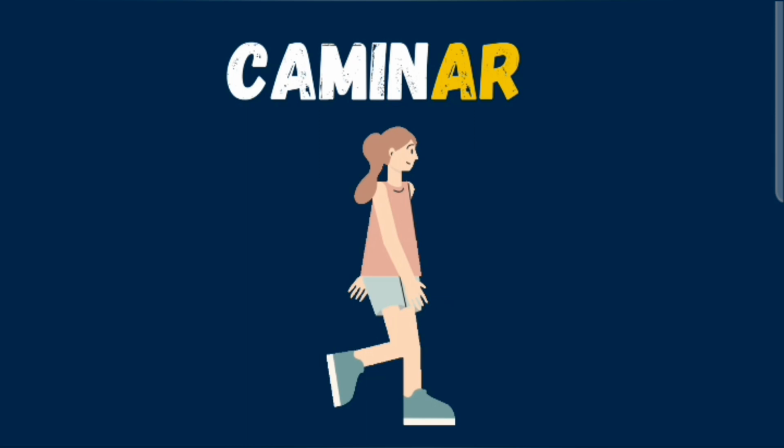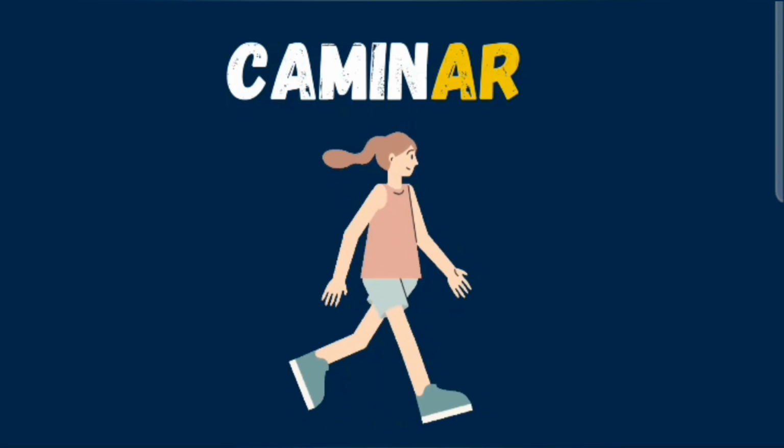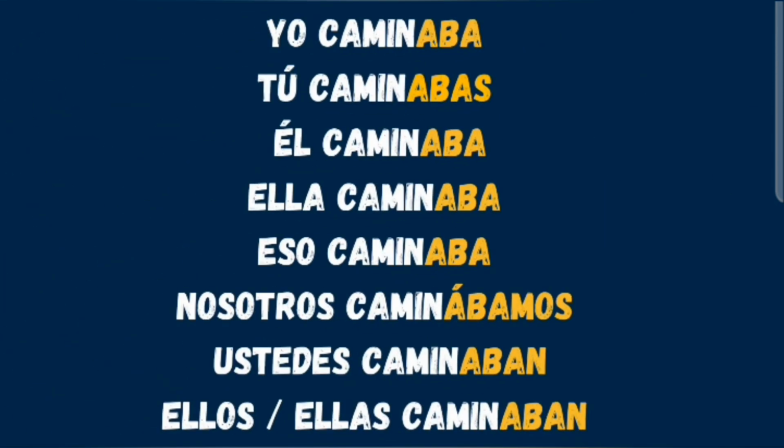All right, now the next verb we have is to walk. To walk in Spanish means caminar. So let's see how you have to conjugate this verb, caminar, in Spanish using the imperfect past. Yo caminaba. Tú caminabas. Él caminaba. Ella caminaba. Eso caminaba.